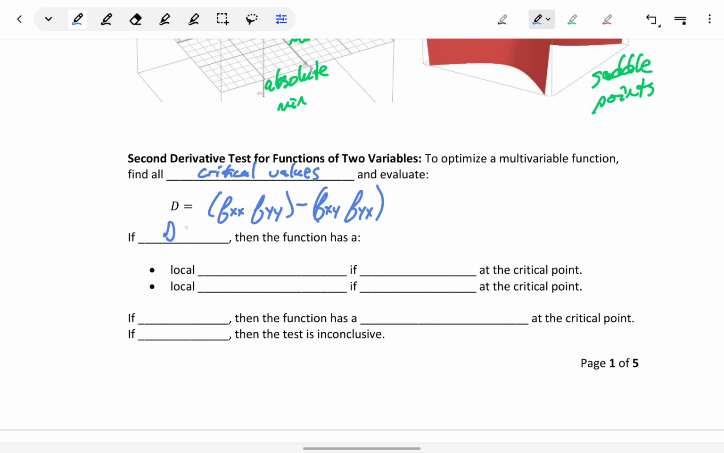The value that we end up with for D can be positive, so greater than 0. If that's the case, then the function has a local minimum if f sub xx evaluated at that critical value, so the second derivative with respect to x, is also greater than 0, and we would say that the function has a local maximum if f sub xx is something less than 0.